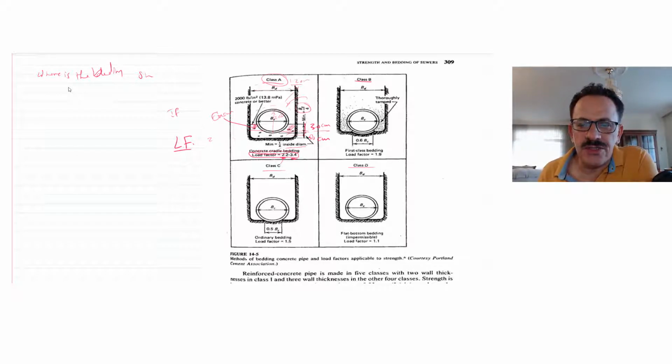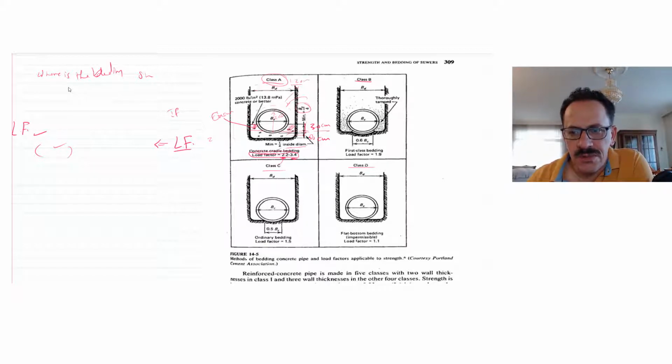This is the range. So you first have to calculate the load factor, and based on this load factor, we will decide which type of bedding of the sewer we should use. You have a high load factor, low and medium, and this is the load factor. So let's come to the load factor. What does the load factor mean?